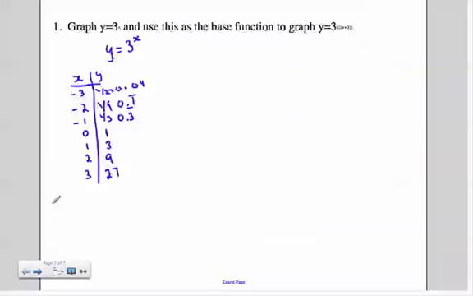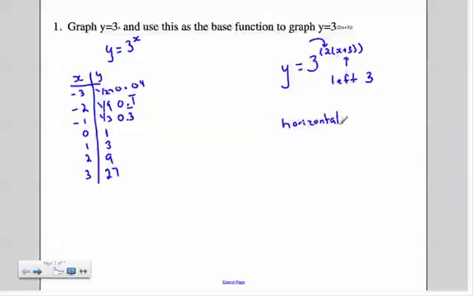Now I'm going to go back because I'm going to apply these transformations. So I have y equals 3 to the 2x plus 3. Now when a number is being added or subtracted inside the function with x, it's left or right and it's opposite. So this is going to move the graph left 3. When a number is multiplying the x inside the bracket, it's horizontal, and again it's opposite. Times 2 looks like it should stretch it, but it's actually going to be a horizontal compression, and you're going to take all your x's and divide them by 2.